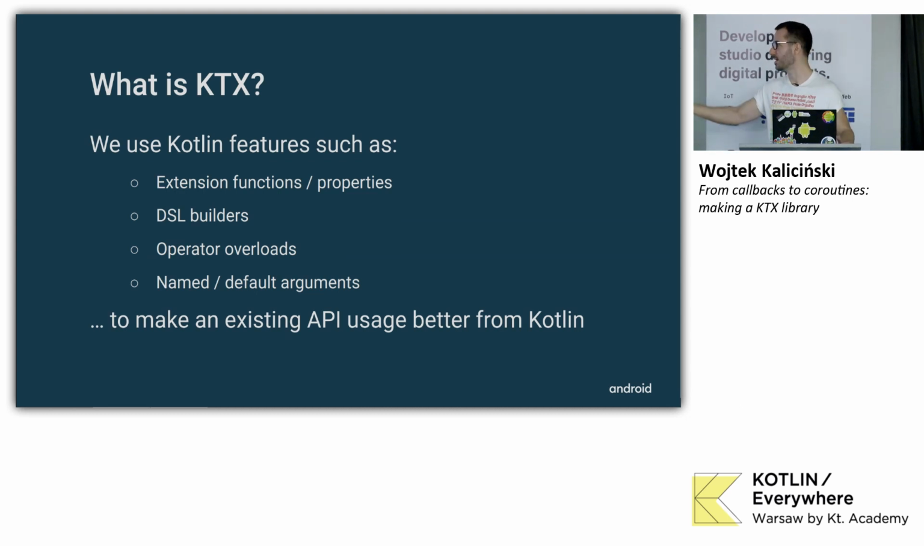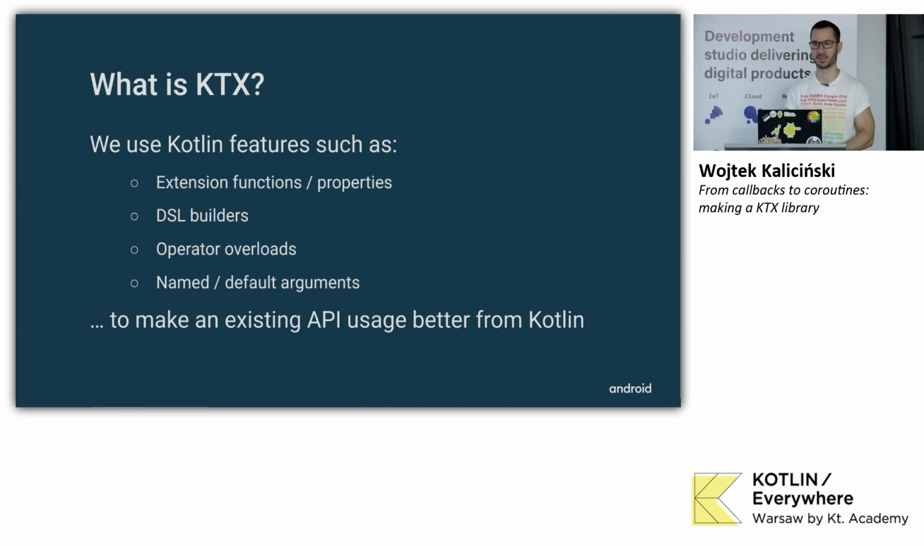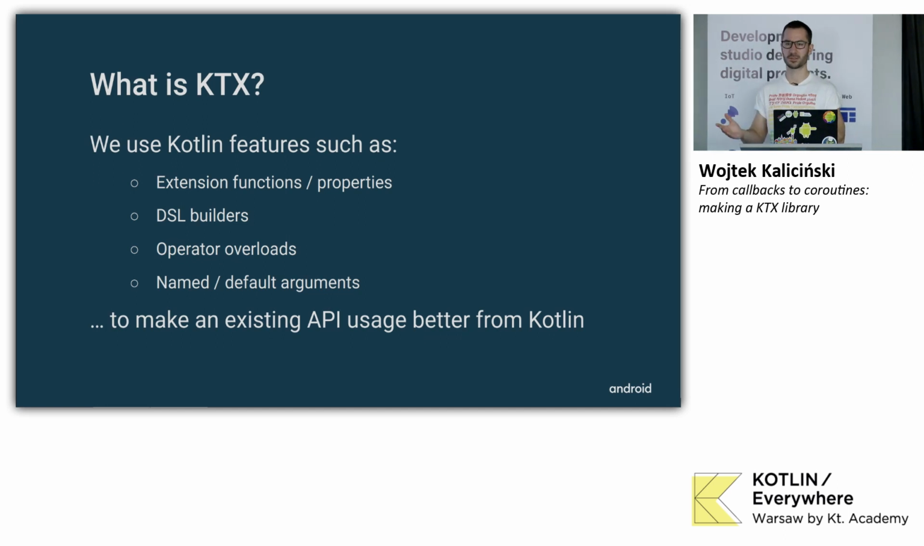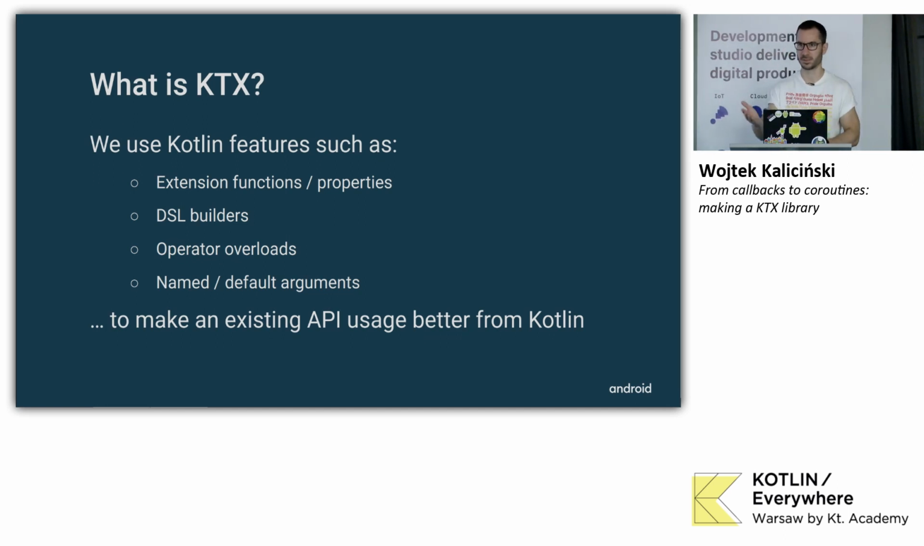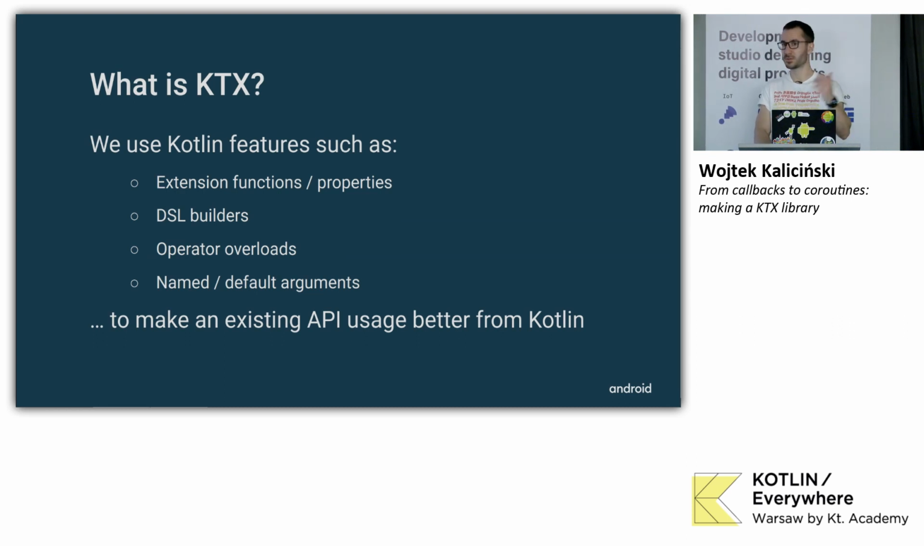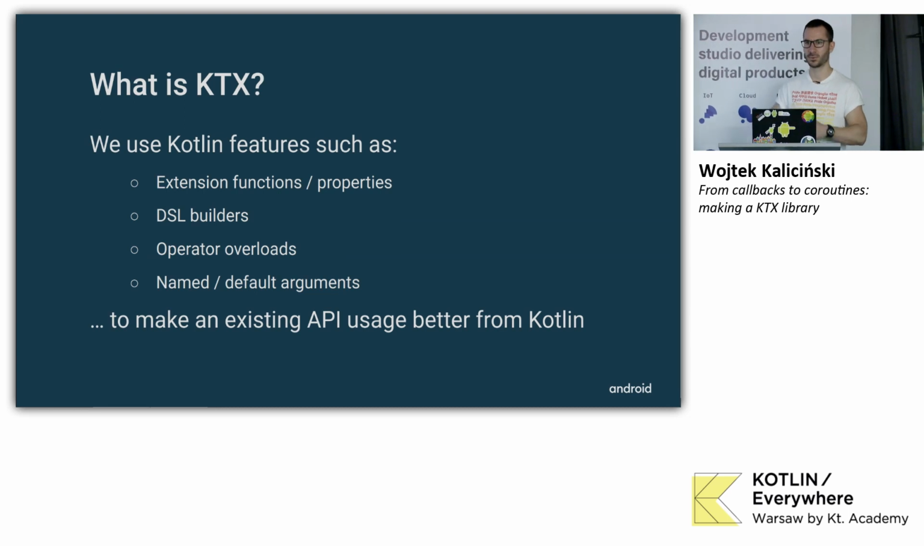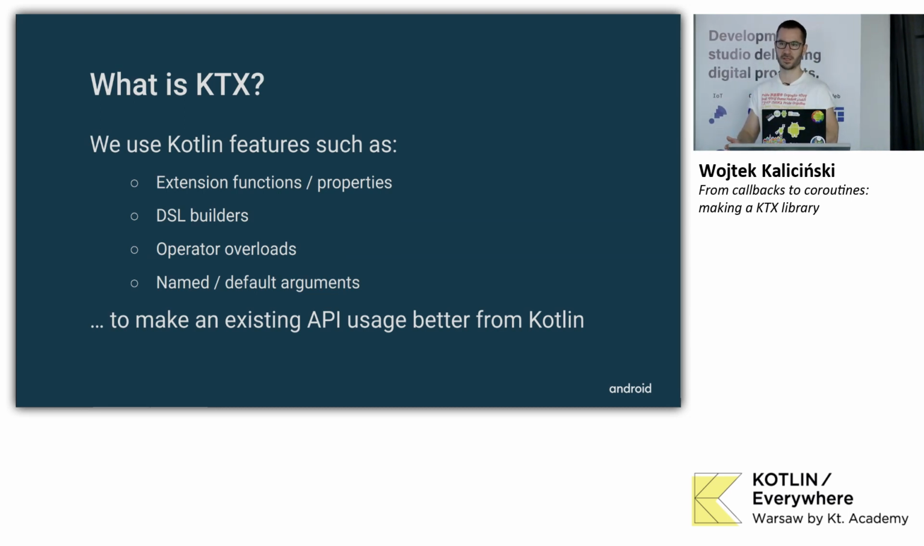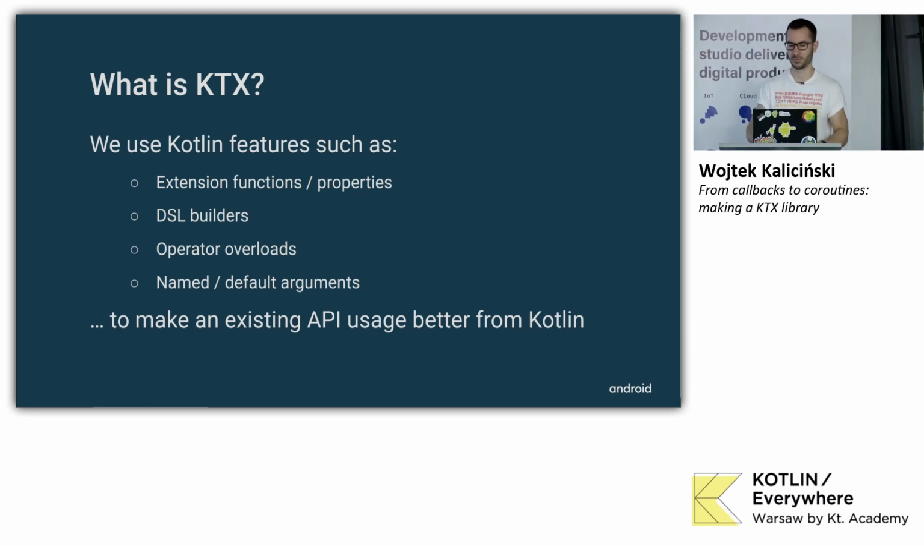Even something like named arguments is just way nicer to work with in an API, where you can literally see what kinds of arguments you're passing and what they do. So we use all of these to create extension libraries to augment and improve existing Java APIs. They don't give you something you cannot do in Java. They just take an existing API and add some extensions on top of it to make it nicer to consume from the Kotlin side.